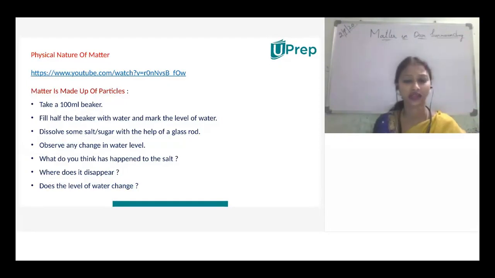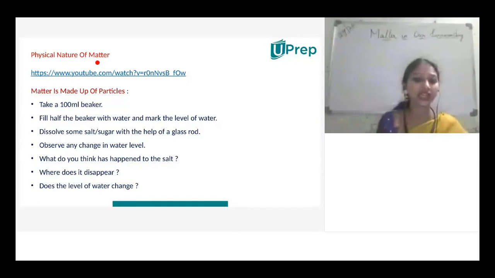Color, state, size, shape, all these simple physical properties, by seeing with our naked eye, we can easily say whether they are solids, liquids, or in gaseous state. So next one, physical nature of matter.